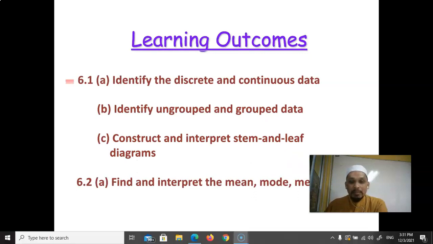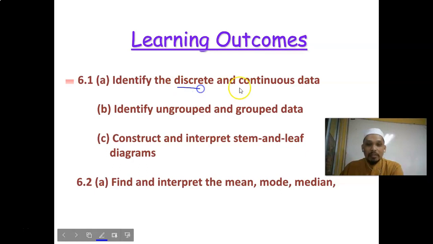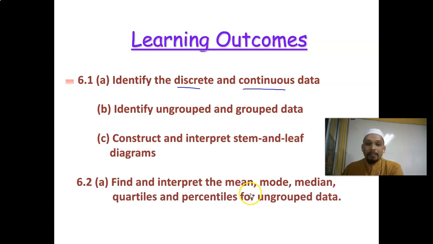Okay, so here we're going to look at identifying discrete and continuous data, ungrouped and grouped, construct and interpret stem and leaf diagrams, and interpret the mode, median, and mean. And also quartiles, percentiles. Okay, so as you see here now, these are all the things that we're going to discuss for the first part of our lecture for topic 6.